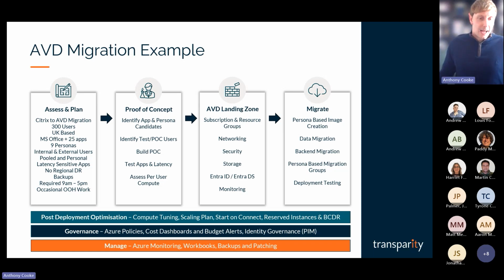The proof of concept there, we identify the apps and the personas. We identify the test users, proof of concept users, and we start to build out that proof of concept with that image that suits those personas. And importantly here, due to sensitivity of latency, we would test latency. And we would also, as I mentioned previously, have a look at the monitoring, have a look at the statistics.